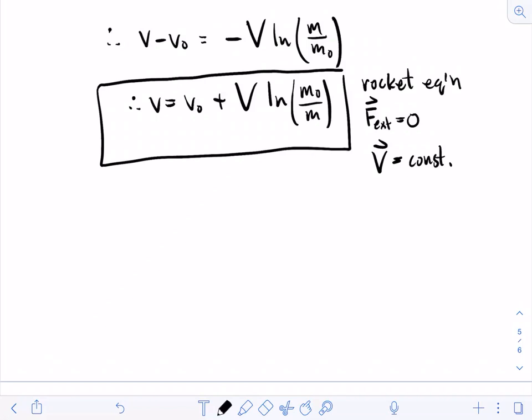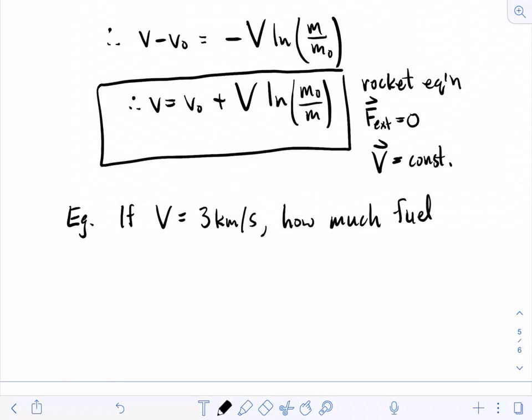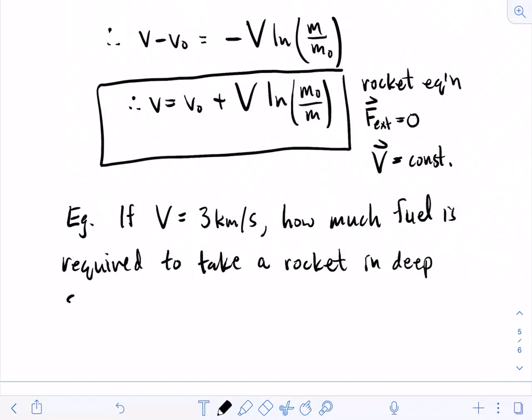And so let's do an example. Let's suppose that the ejected fuel has a relative velocity of 3 kilometers per second. Then we could ask how much fuel is required to take a rocket in deep space from rest to 8 kilometers per second.